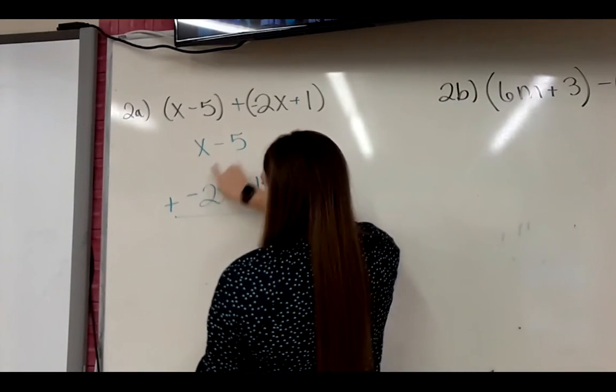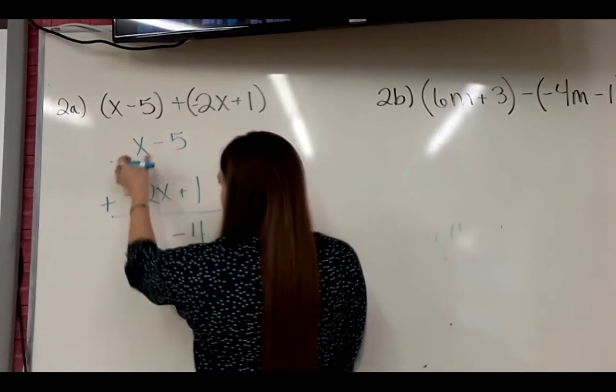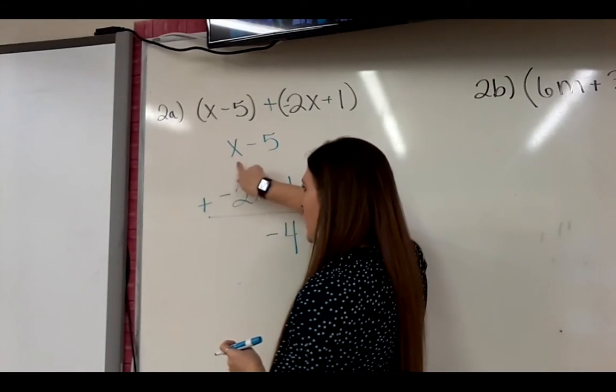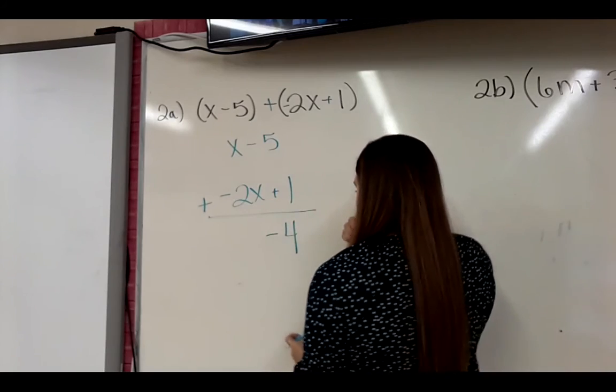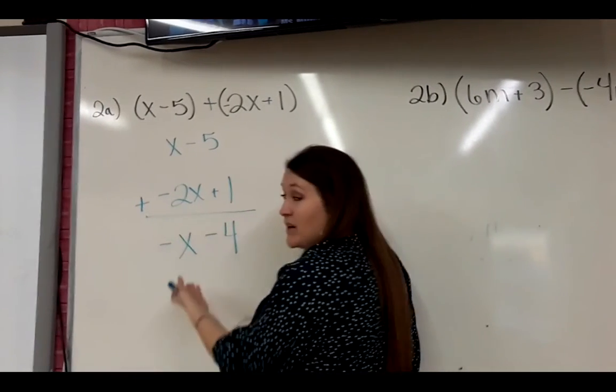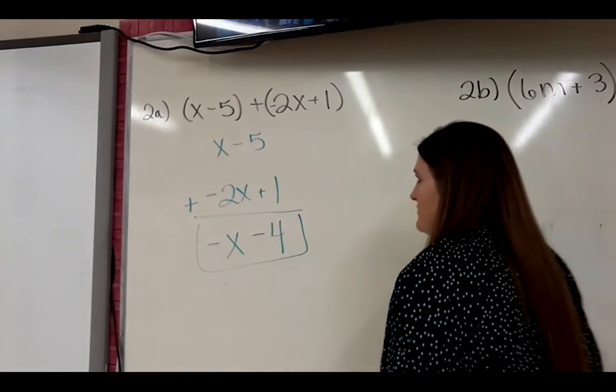Okay, so I have negative 5 plus 1, which is negative 4. X, since there's nothing out front of it, we can see that that is 1x. So I have 1x plus negative 2x, which comes out to negative 1x. We don't have to write the 1 because I can clearly see that that's 1x. So negative x minus 4.